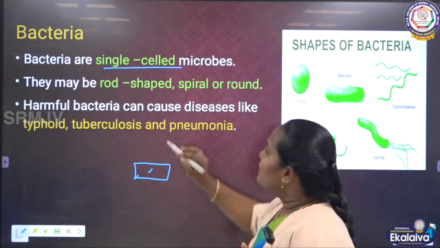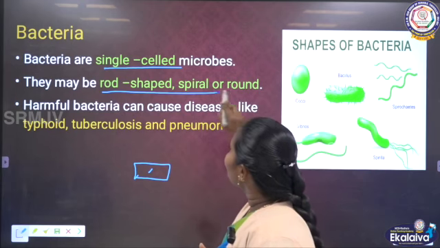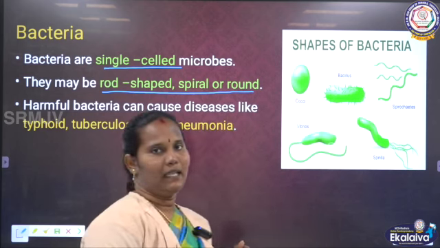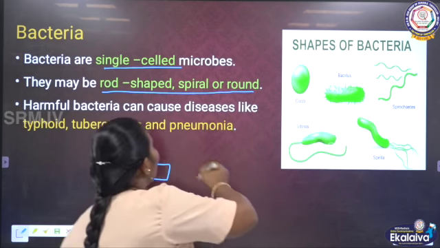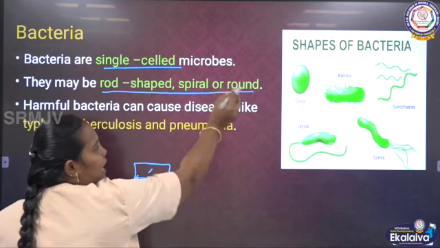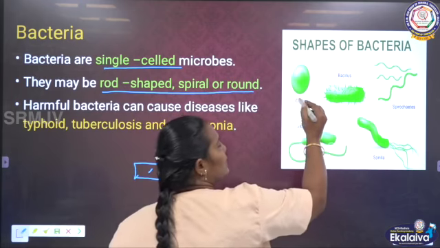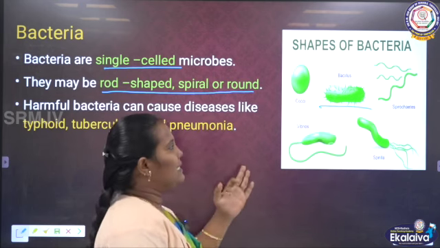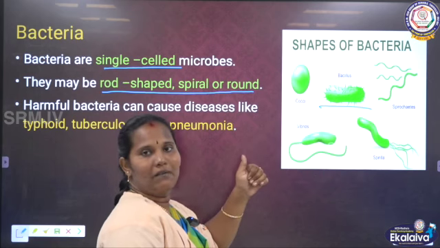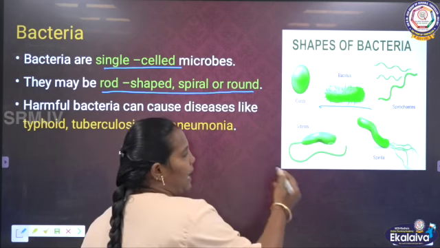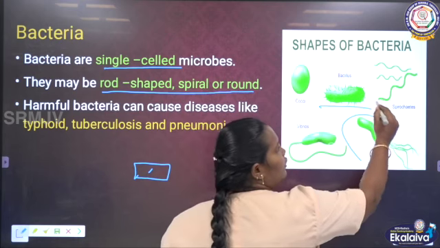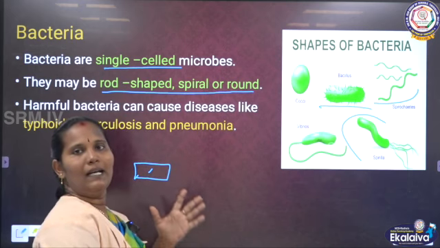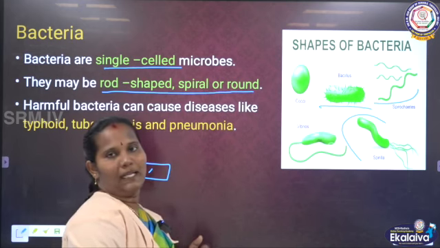Clear? Then there are different shapes of bacteria, many different types. Here they have given rod shape, spiral, and round shape. Rod shape means we can see Bacillus, Lactobacillus, which is actually present in our milk. Then the spiral shape is like this. And then round shape. So we can see many different shapes of bacteria.